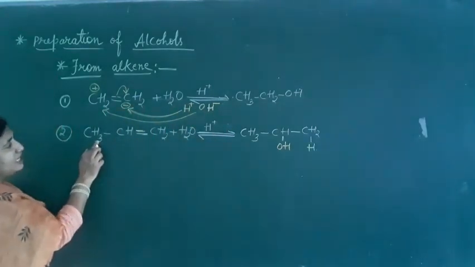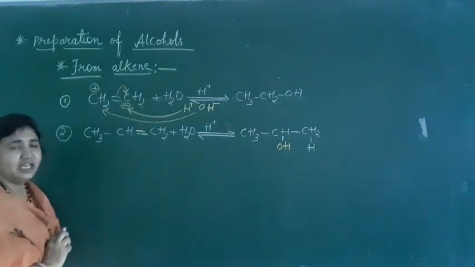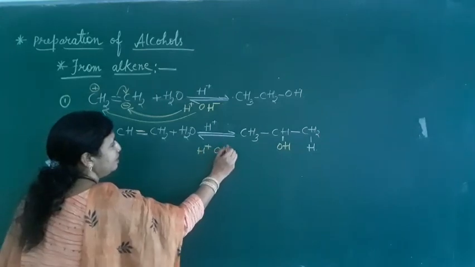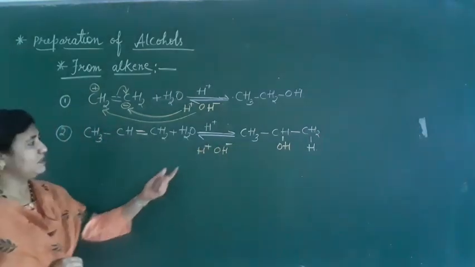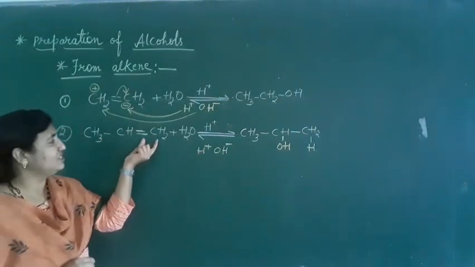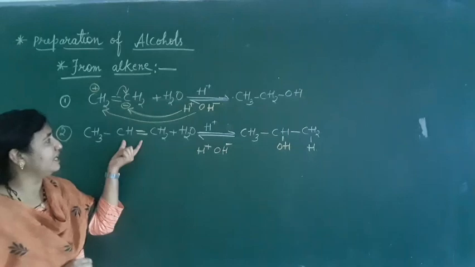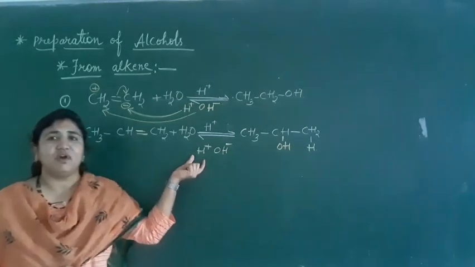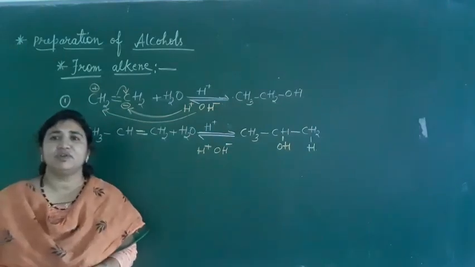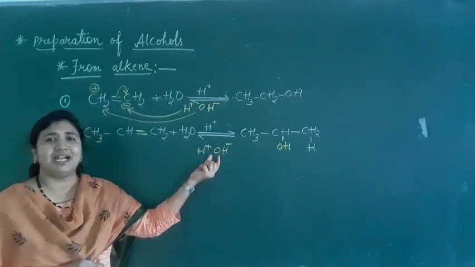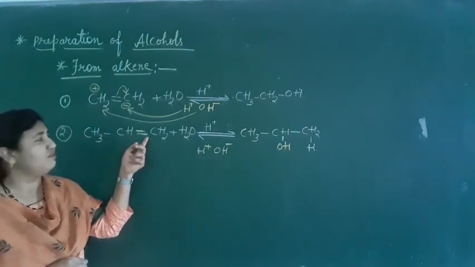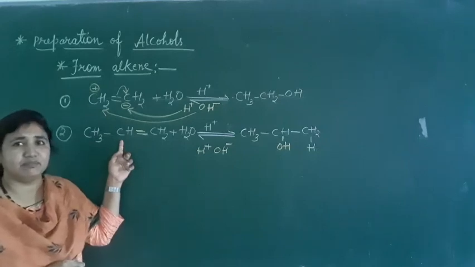But now come here, this is an unsymmetrical alkene. In an unsymmetrical alkene we have H+ and OH-. Where will this H+ go and where will OH- go, where will they get attached on the carbon-carbon double bond? Here you have to follow Markovnikov's rule. According to Markovnikov's rule, the negative part of the attacking reagent gets attached to that carbon of the double bond which has fewer hydrogen atoms.